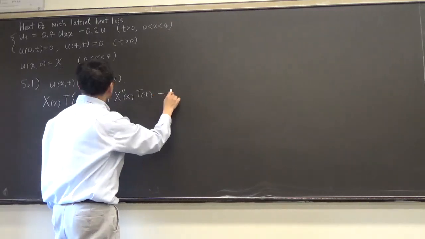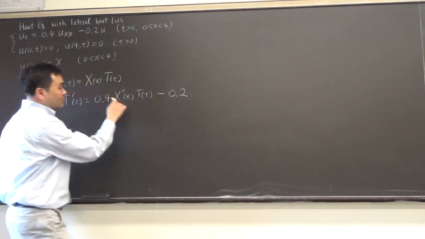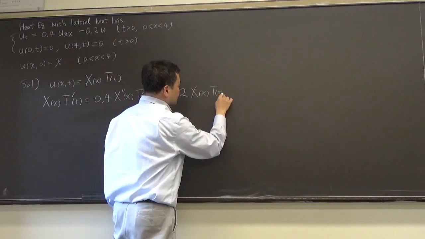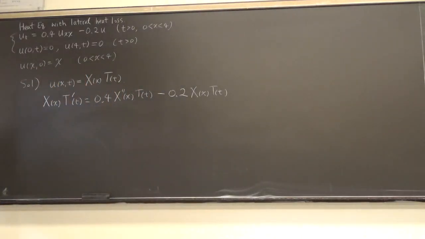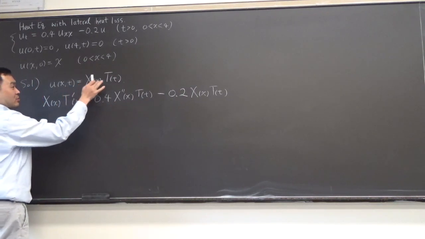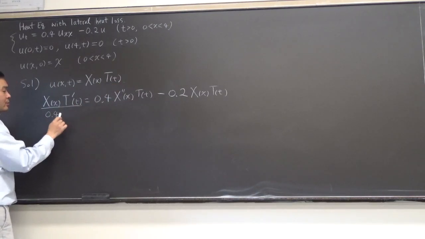And then here there's no derivative, so it's just this by itself. Okay. And then what should I do? Divide both sides by kxt. Yeah. So we divide everything by k times x times t. K is 0.4, so we're going to divide everything by 0.4.